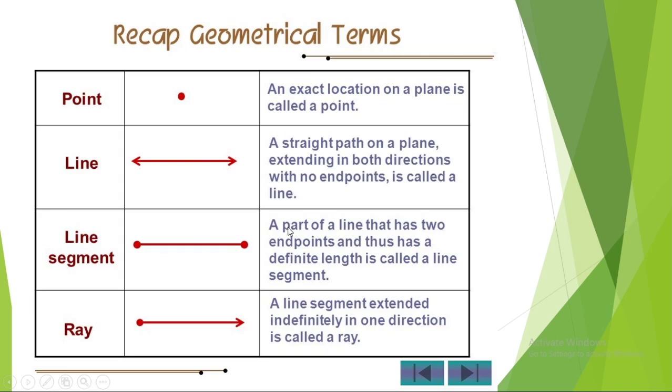Line segment. A part of a line that has two endpoints. Line segment is a part of a line which is having two endpoints. And because it is having two endpoints, it is possible for us to measure it and thus it has a definite length. It is called a line segment. Ray. A line segment extended indefinitely in one direction is called a ray. It is extending in one direction. This is called a ray.